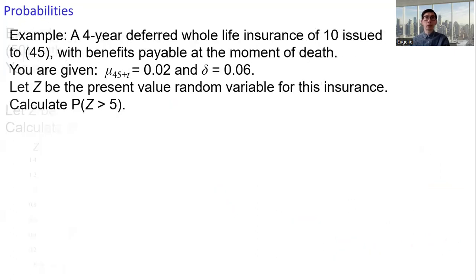Another example related to deferred insurance. A 4-year deferred whole life insurance with death benefit 10 is issued to an individual at age 45. Death benefit is payable at the moment of death. The force of mortality is 0.02 and delta is 0.06. We need to compute the probability that Z is greater than 5.